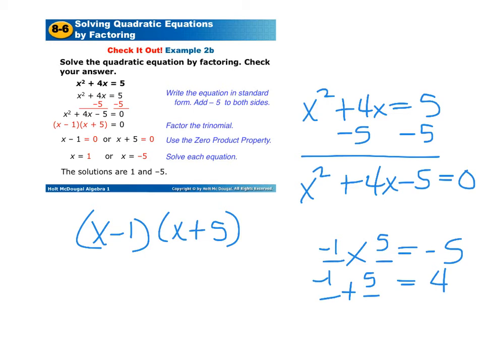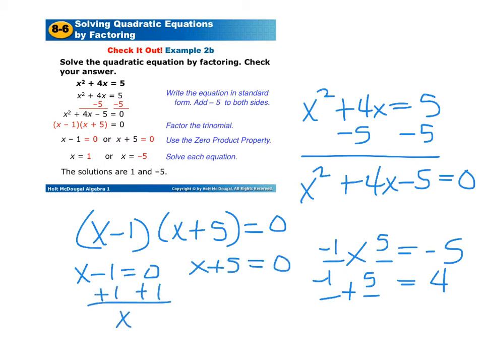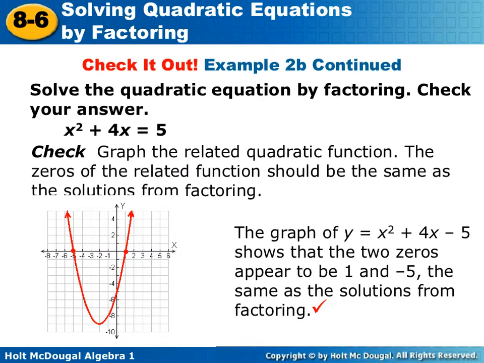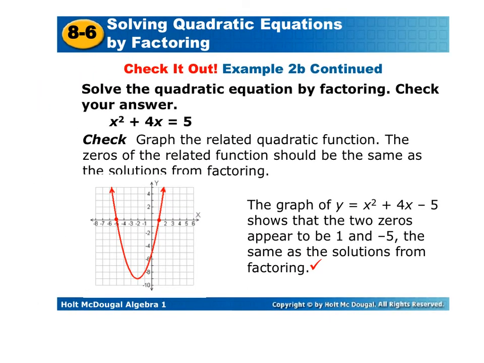And then you'll set them equal to 0. So x minus 1 equals 0, x plus 5 equals 0. Add 1, x equals 1 is the first solution, and x equals negative 5 is the second. Pretty good on those? All right, let's see what's coming up next. And here's their graph, just to confirm that it does hit it at 1 and negative 5.